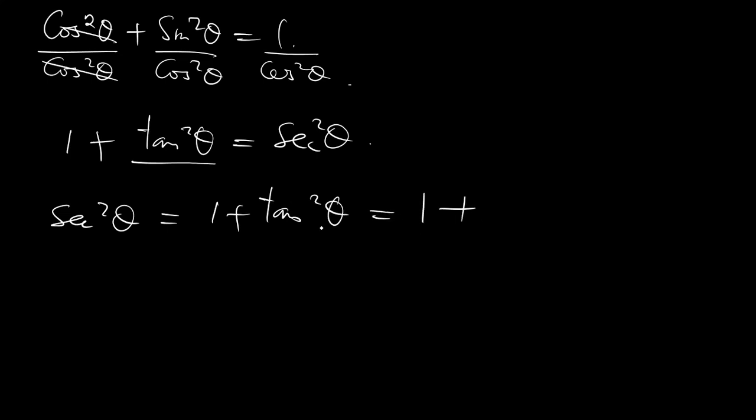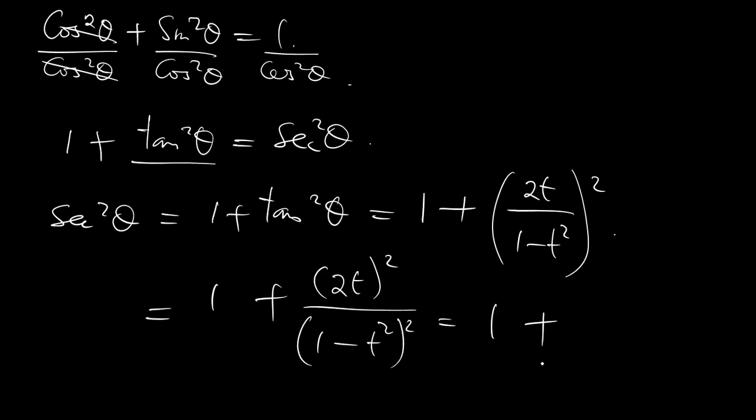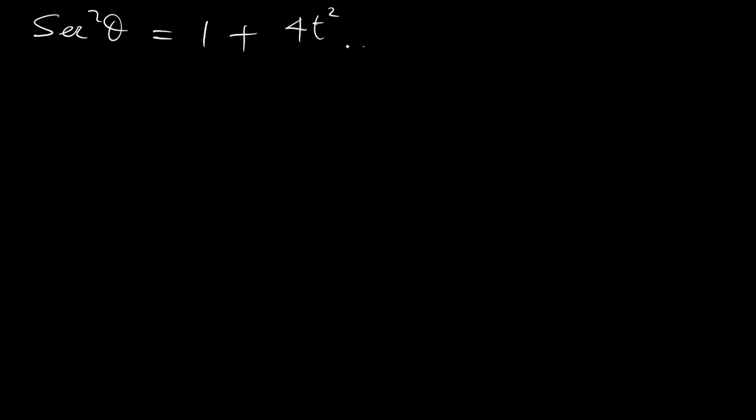And now we have 1 plus tan square theta is 2t divided by 1 minus t square all squared. Then that means you have 1 plus, now let's open up this bracket. You now have 2t raised to power 2 all over 1 minus t square all raised to power 2. So this is the same thing as saying 1 plus the numerator, which is now 4t squared divided by 1 minus t square all squared. So now, let's go to the next page. You have sec square theta equal to 1 plus 4t squared divided by 1 minus t squared all squared.